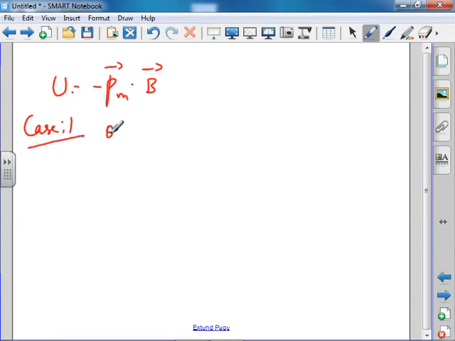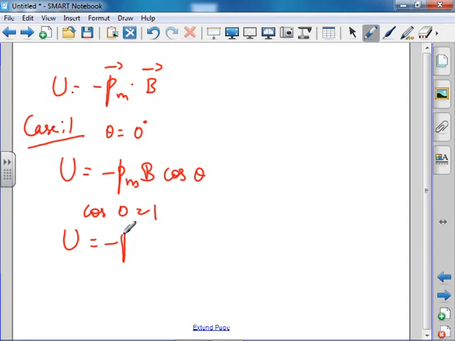If theta is equal to 0 degree. Theta is equal to 0 degree அப்படினாக்க என்ன அர்த்தம்? If it is aligned parallel to the field, then u is equal to minus pm. இந்த equation எப்படி எழுதலாம் நம்ம? pmb into cos theta அப்படின்னு எழுதலாம். Theta 0 means cos 0 is equal to 1. Therefore, u is equal to minus pmb.